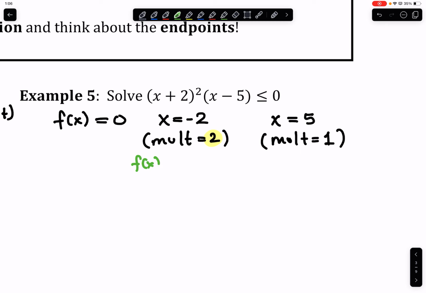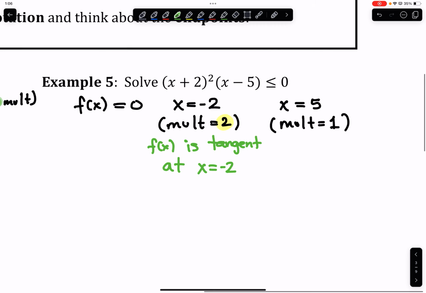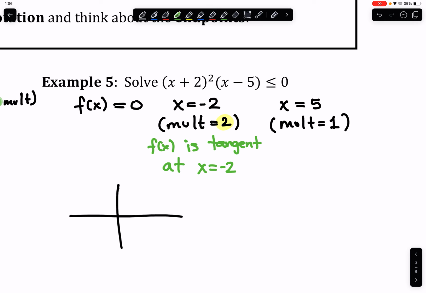So f of x is tangent at x equals negative 2, which means the following, and I'll draw just a sketch of this, and I'm going to erase this, so I wouldn't recommend you drawing this unless you want to, okay? At this value of negative 2, the graph is going to be tangent. So if the graph is positive before negative 2, when we get to negative 2, it's only going to touch there and turn around and become tangent.